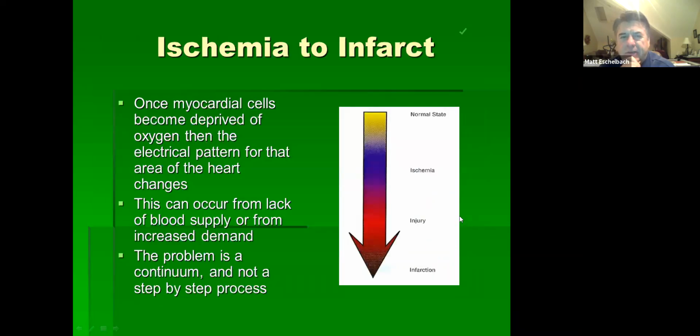When we talk about infarct and ischemia, we're going to talk about a continuum of change from normal state all the way down to infarction. So once myocardial cells become deprived of oxygen, they start to show a certain pattern that goes from normal to ischemia to injury to infarction. And this is a continuum that we can see on the EKG, and we'll talk about that in a few minutes.